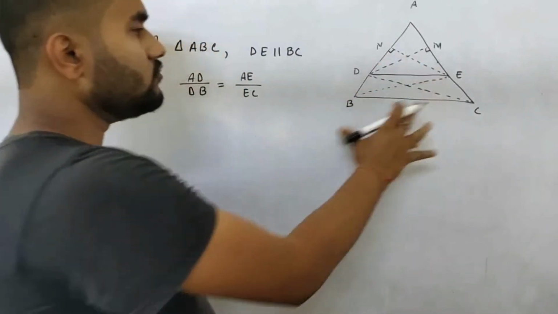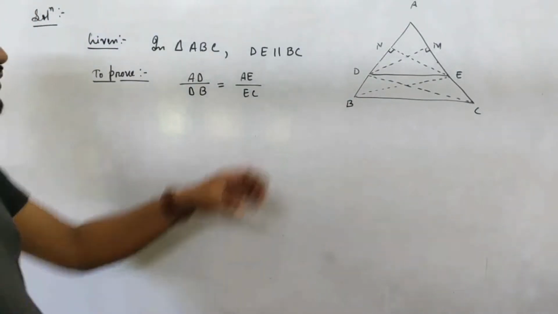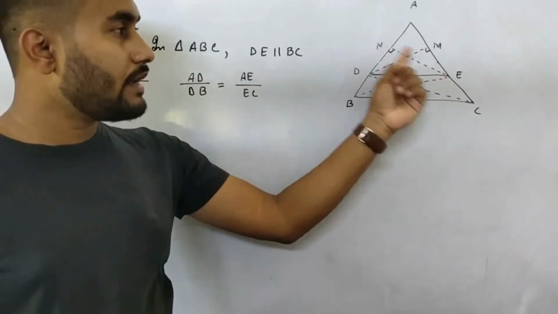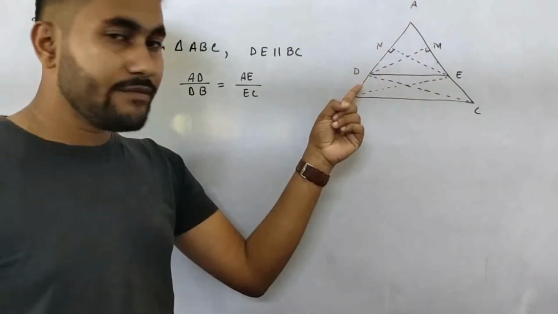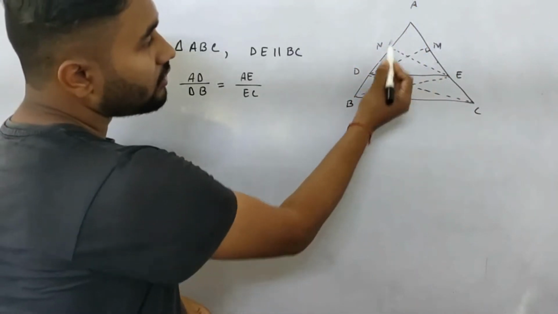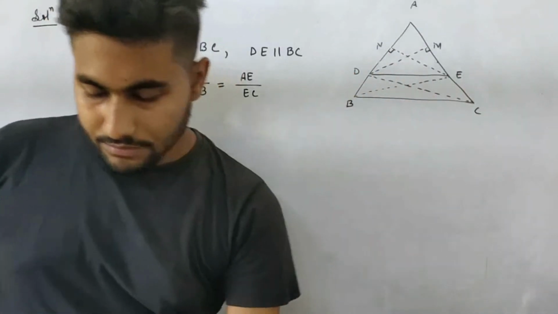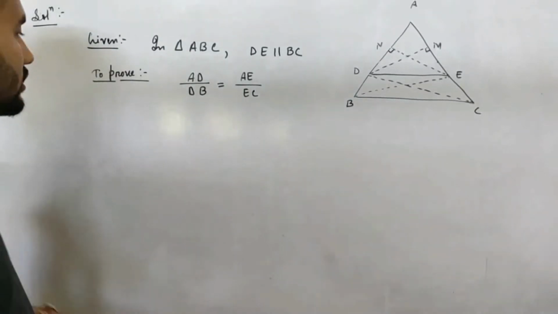So this is the construction. We have drawn a perpendicular from D to AE. Similarly, we have drawn one perpendicular from E to AD. See, from E we have drawn to AD. Then we have joined CD, and we have joined DE. So we will write this construction part over here.